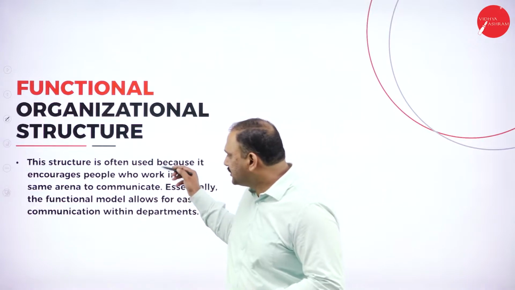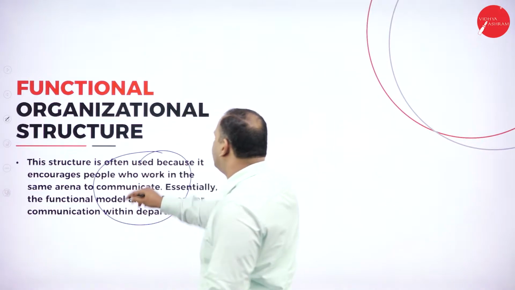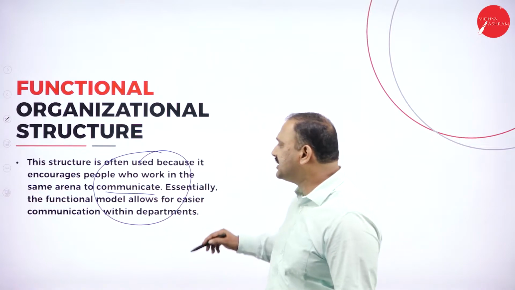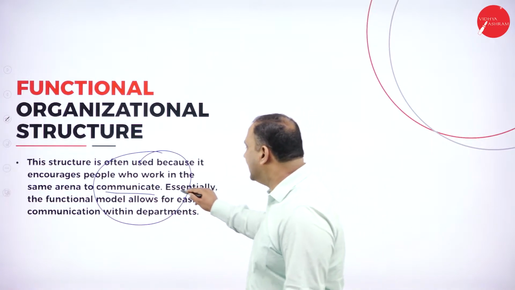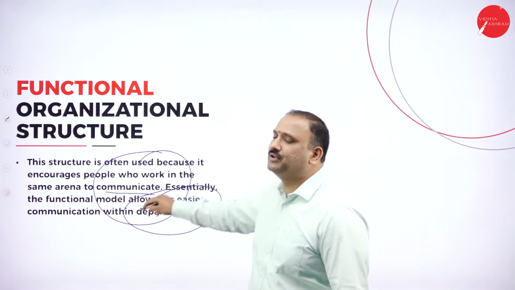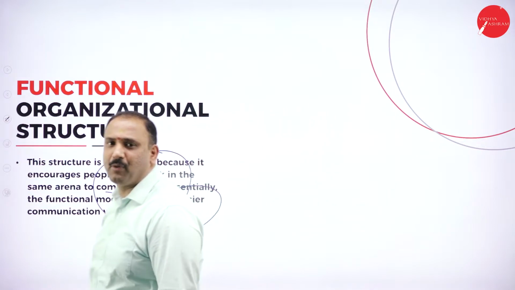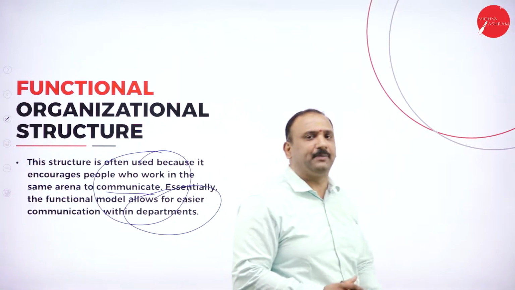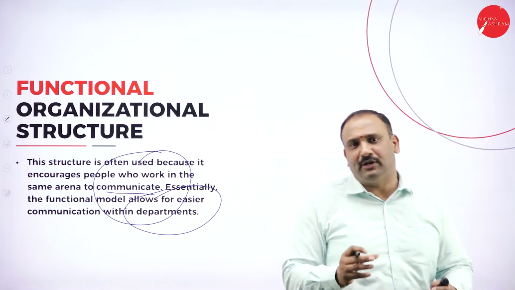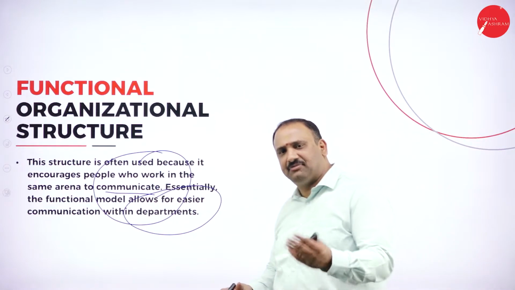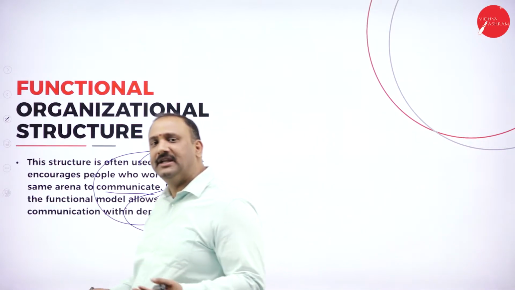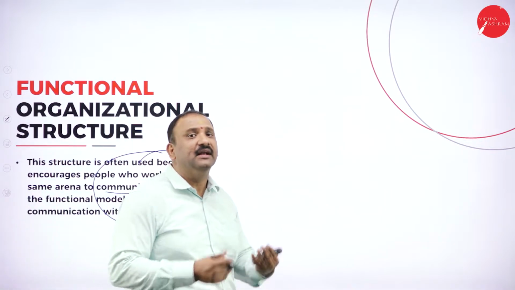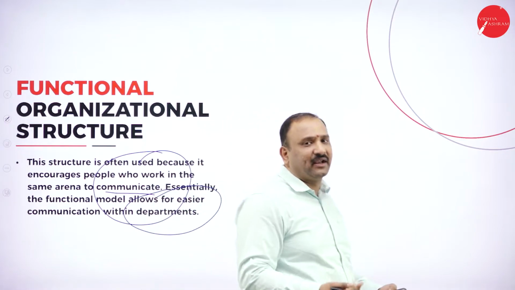Followed by, the structure is often used because it encourages people who work in the same area to communicate. Essentially, the functional model allows for easier communication within the department. It's very, very important for us. Why? Because it allows you to communicate within the department. HR will have its own set of policies, own documentation. They have their own queries. They have their own ideas, opinions, which they want to know. So yes, it is easier for me to talk within the department, get the approval done, get it moving faster.